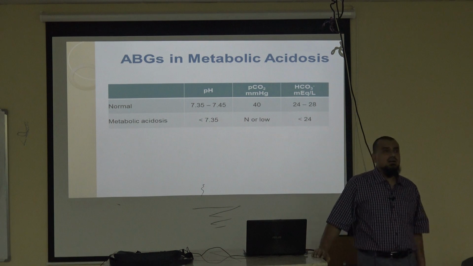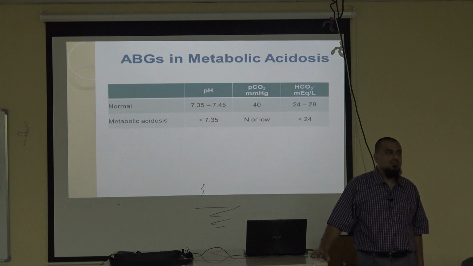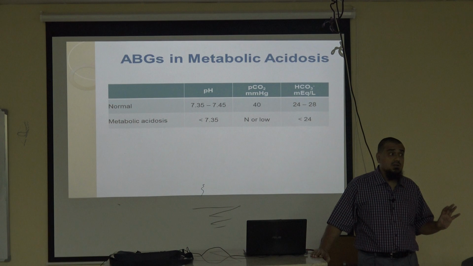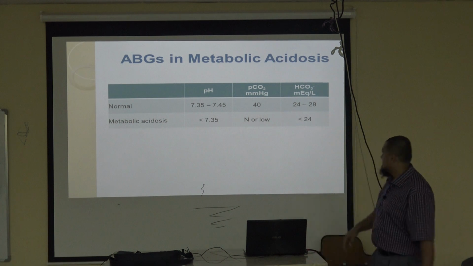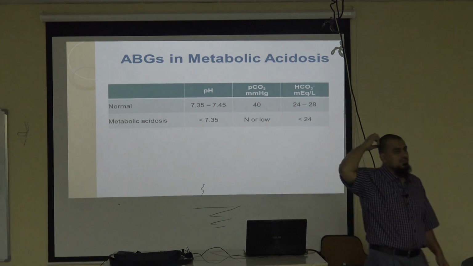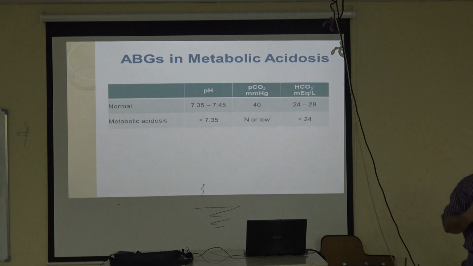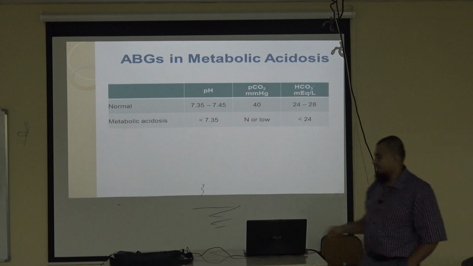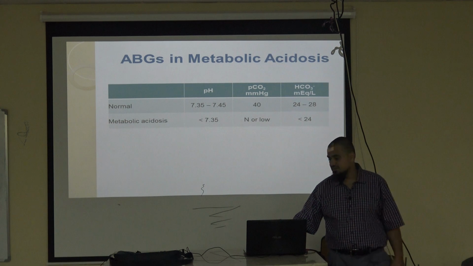So what will be the ABGs in the metabolic acidosis? pH will be low, carbon dioxide is normal, and bicarbonate is decreased. Now here it is written normal or low. Why low? Compensation, because as a result of this acidosis, I told you acidosis stimulates the respiratory center, so rate of respiration will increase and you remove more carbon dioxide from your blood and you develop hypocapnia. Okay. As a result of compensation.